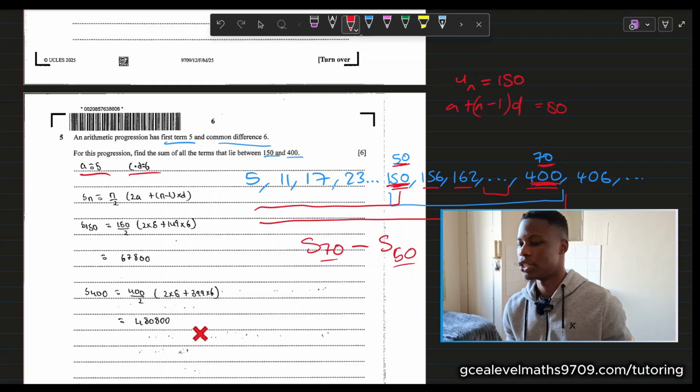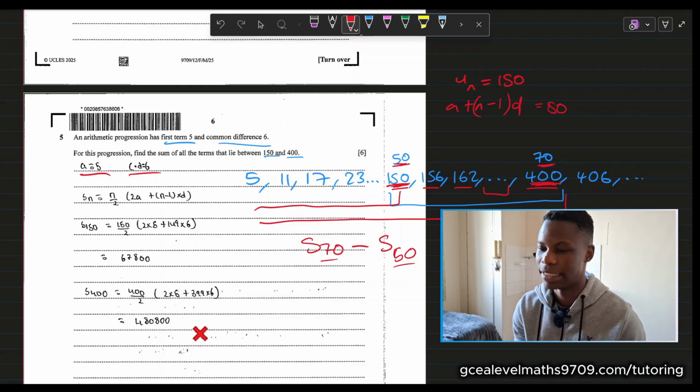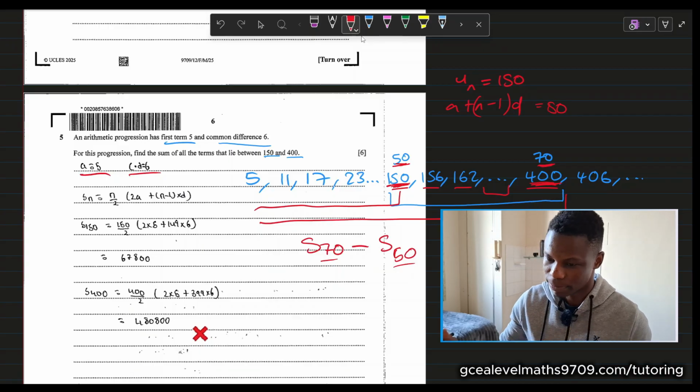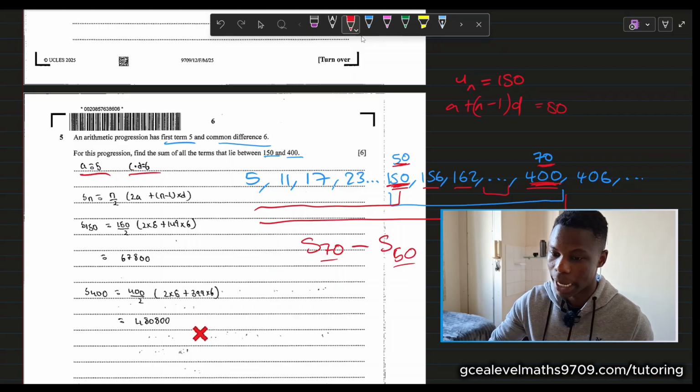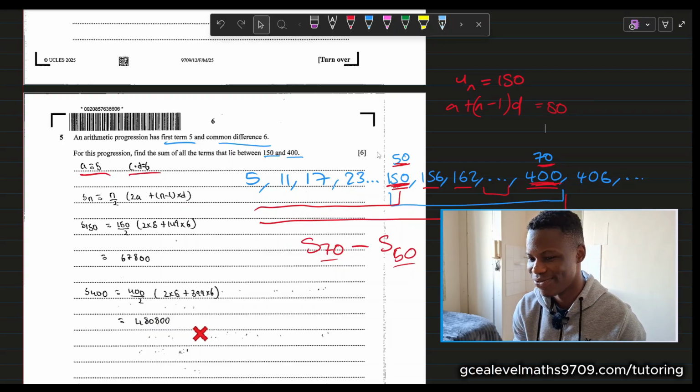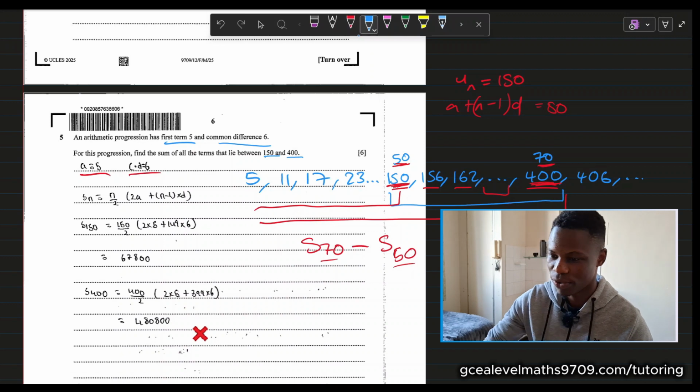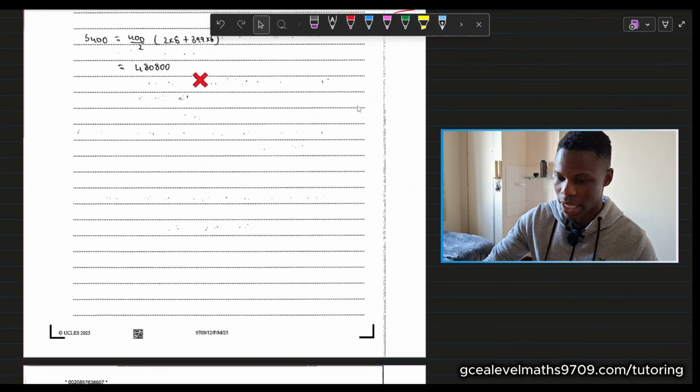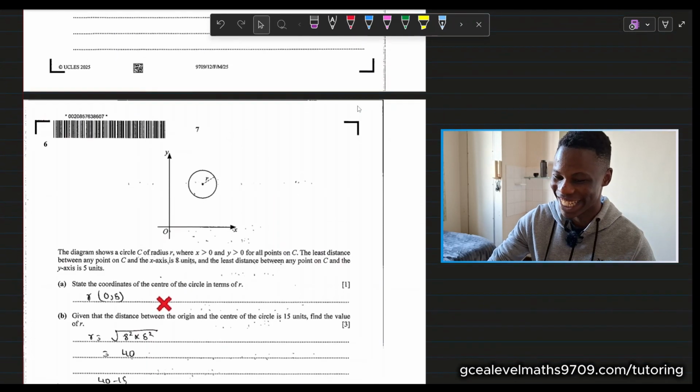Once you do that, you just use your formula for the sum to the first n terms. But I'll admit this one was a pretty high order question, so I can understand the challenge. And also I'd say it was worded very, very ambiguously, almost intentionally by Cambridge to throw you off. And then we go on to number 6.